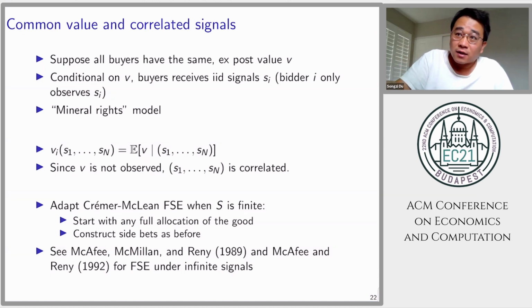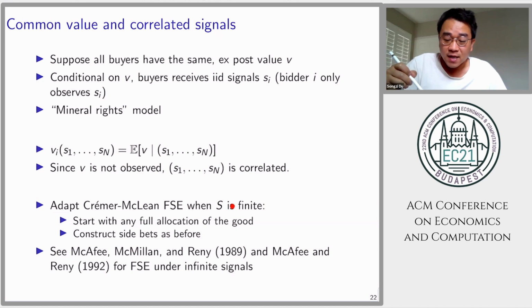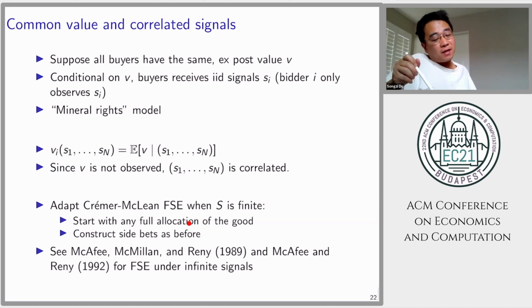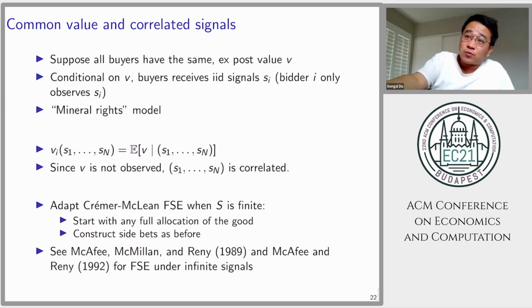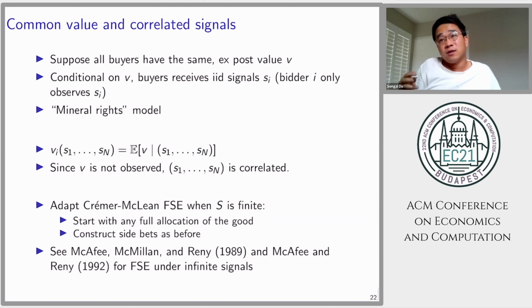So in fact, we can adapt the previous argument easily to this setting because here it's even simpler, right? Because any allocation function that always fully allocates the good is ex post efficient. So we can use any allocation function as long as it fully allocates the good with probability 1. Okay, and so we start from that as a benchmark, and then we construct the side bets as before, because remember, those functions Gi just depend on the ex ante correlation in the signals. Okay, so the same proof works exactly, and then we will have full surplus extraction of the common value.